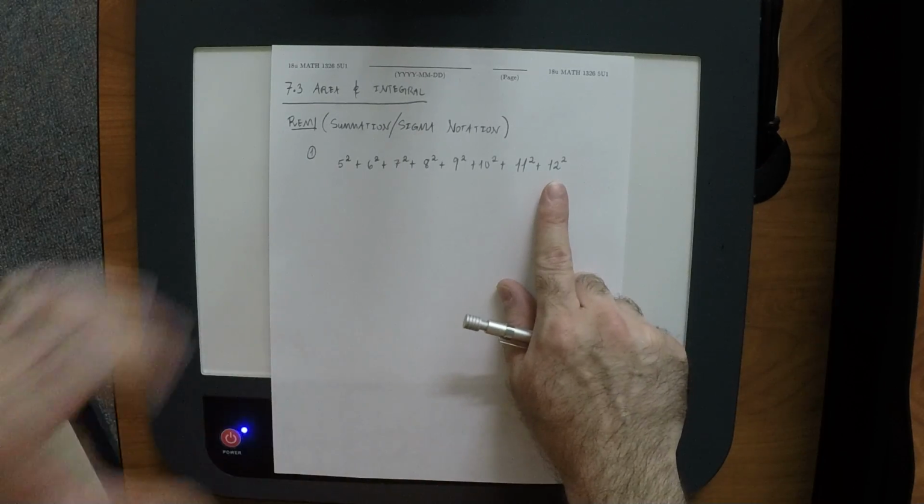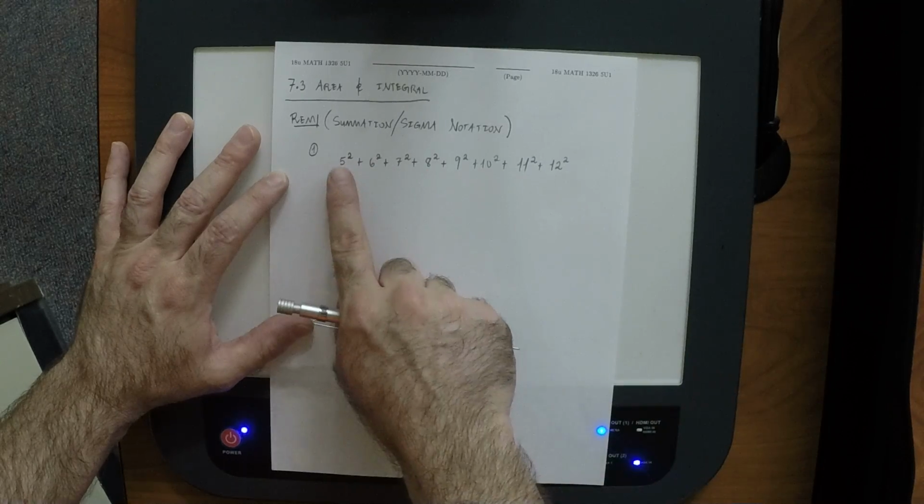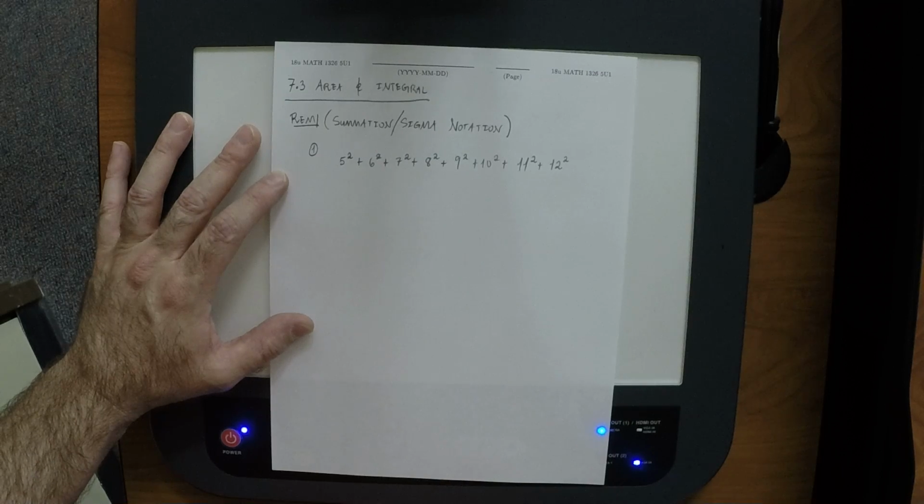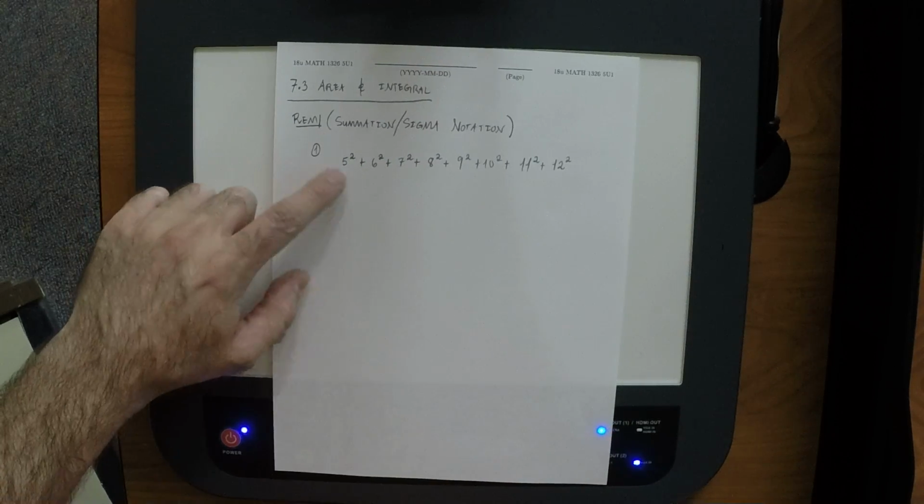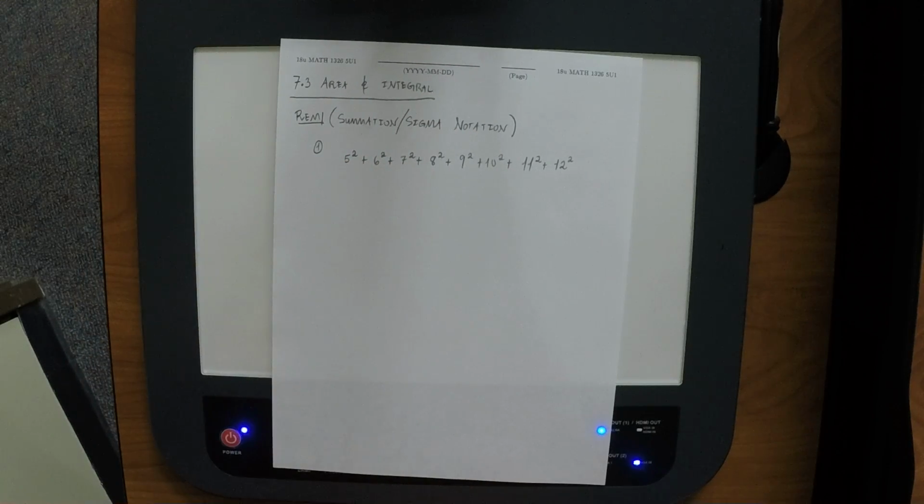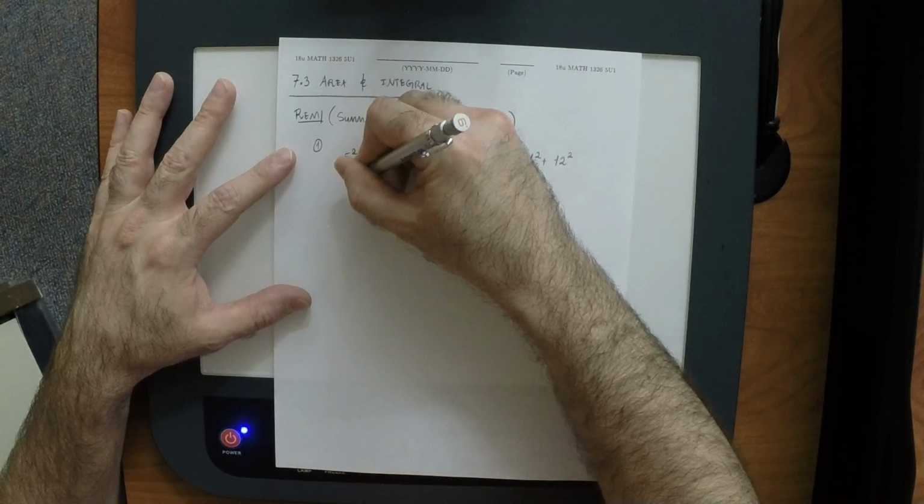So here's the thing. Notice that we're adding all of them up. So it's like there's 1, 2, 3, 4, 5, 6, 7, 8 terms. We want to add them all up. And furthermore, notice that this base, 5, 6, 7, that's what's changing, but all of them are being squared. So here's a slightly easier way to write this.